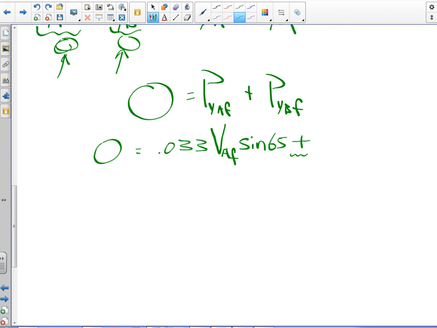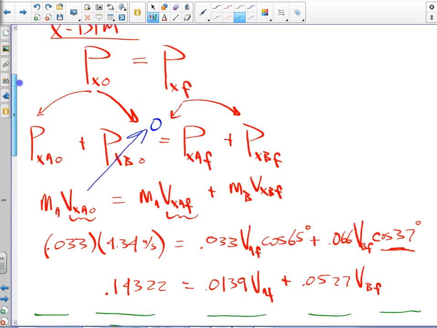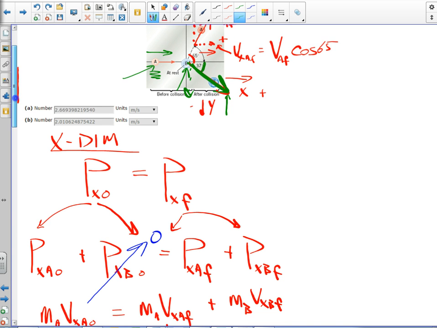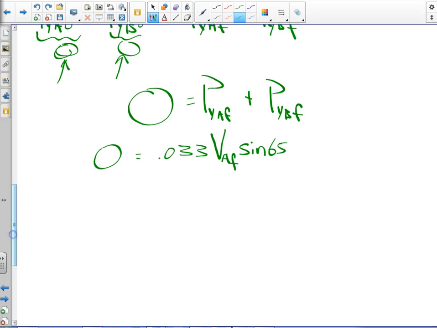Plus, although I'm going to temporarily put the plus there. So, I'm not going to put a plus there because I know that the y component to B's final velocity is definitely downward. What I really should do is use negative 37 as my reference angle. I'm going to use positive 37, but put in a negative.